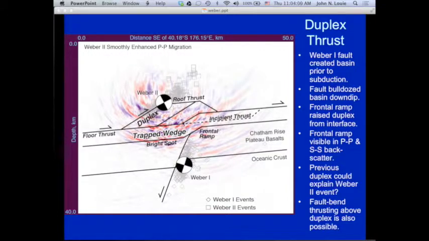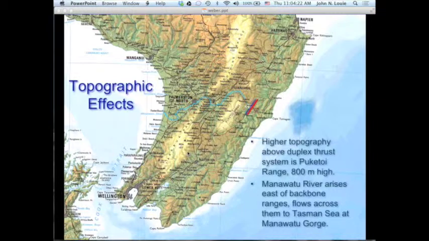Let's see, have I missed any prominent features? Yeah, the frontal ramp. That's really visible. It's visible in P to P and S to S backscatter. Right. So we've got a pretty simple and very commonly proposed mechanism for the Weber 2 event. All right. And this explains a lot about the local topography.